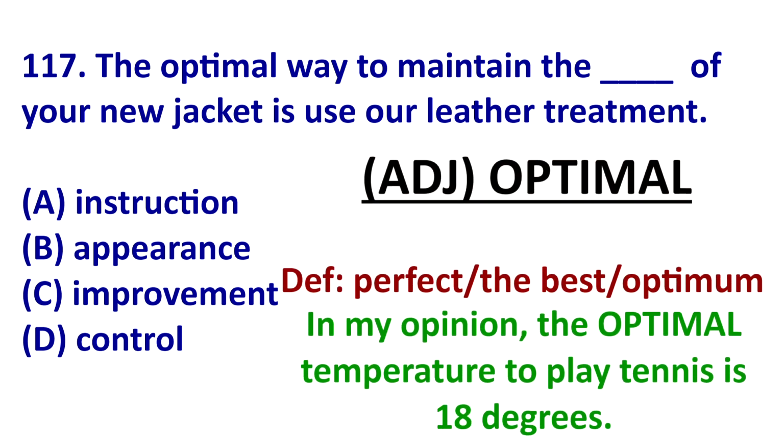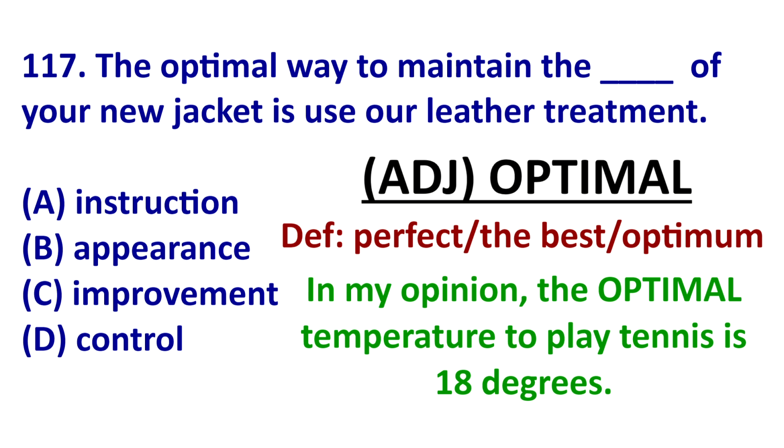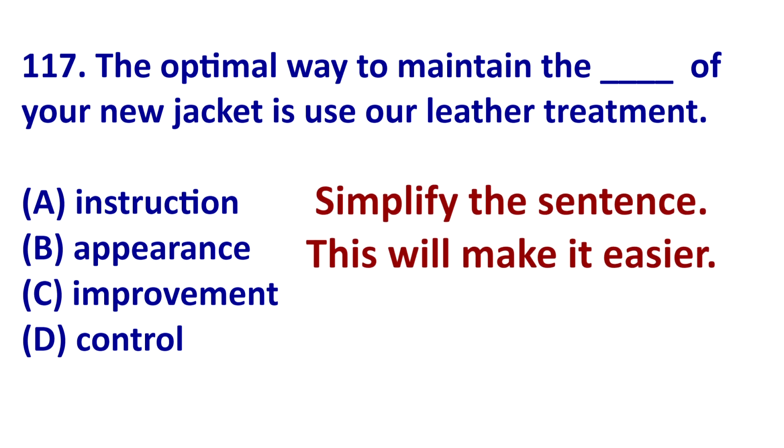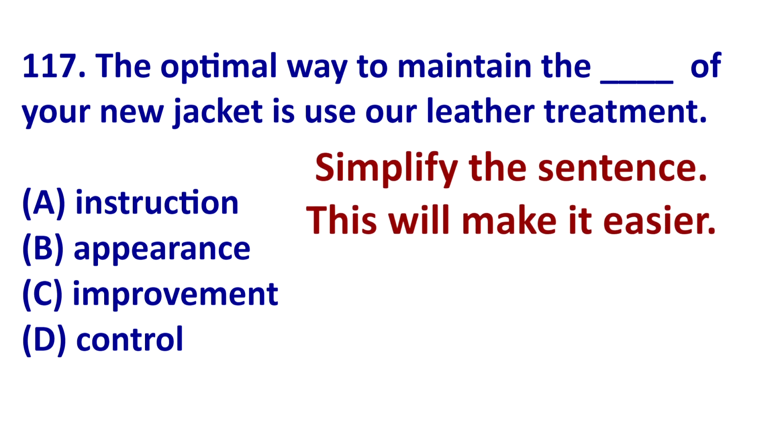Let's start with the word optimal, because it says the optimal way to maintain the blank of your new jacket. Well, here, we can see optimal means best, preferred. You can even say optimum. For example, in my opinion, the optimal temperature to play tennis is 18 degrees. It's not too hot or too cold. So this is the best temperature. All right, so now let's understand the whole sentence and get the best answer.